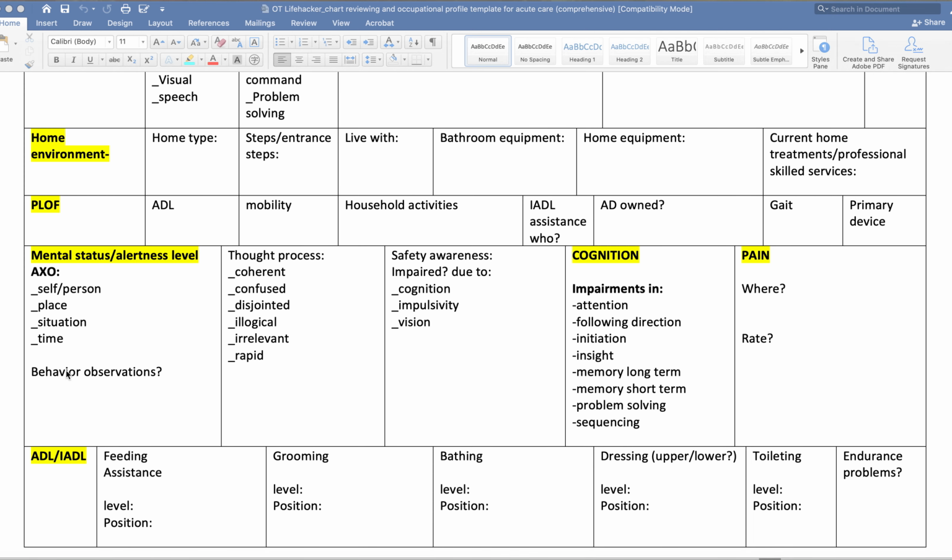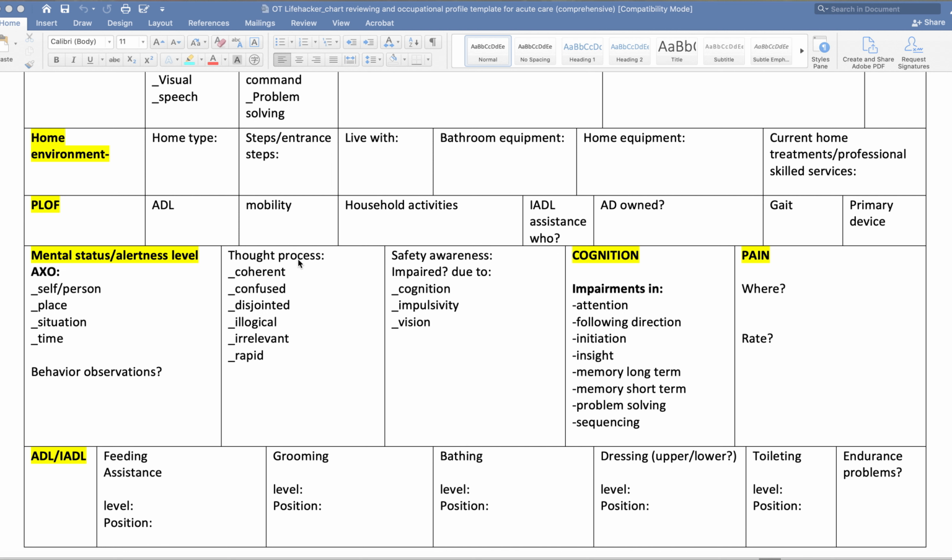So I did talk about this, I talked a little too soon. So referring back to this, the A times O, alertness and orientation. So this is looking at the self, person, place, situation, time, and any behaviors you observe, because there may be other things you observe besides just the information you gather from the questions you asked, because sometimes things may not match up.